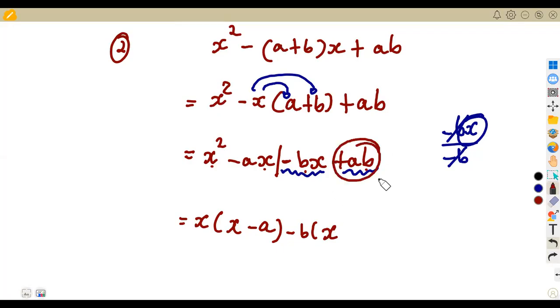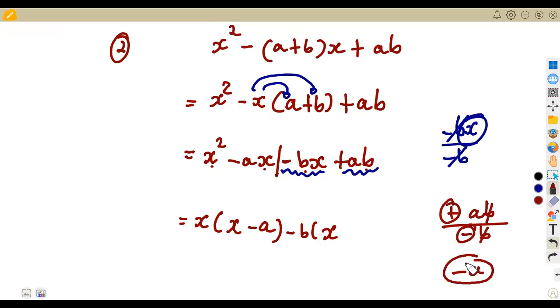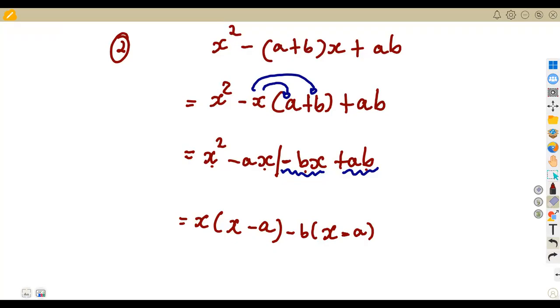All right, you do the same thing on this ab and minus b. So it's positive ab divided by minus b. Positive, negative, it's minus. b and b cancels. We remain with what? With a. So it is going to give us x minus a in this case, whereby the two brackets in this case are the same, x minus a and also x minus a.